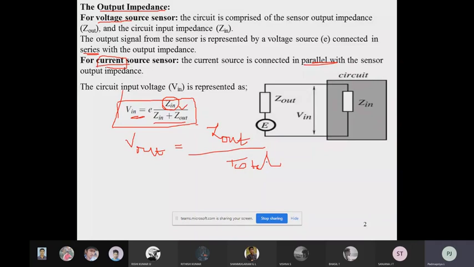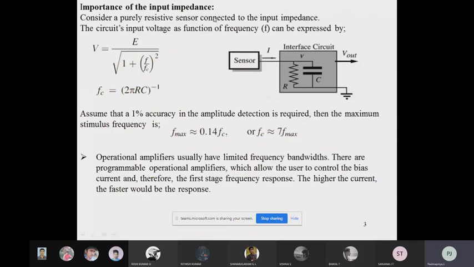Then, what's the importance of calculating the input impedance? That's a quite important parameter. Why do we need to calculate the input impedance value? While designing the interface circuit, you need to concentrate on parameters like input impedance, output impedance, and offset voltage. Most of the parameters are there, but the input impedance is very much important.